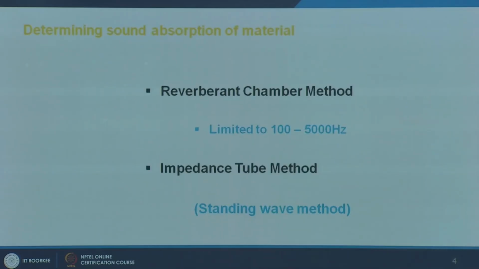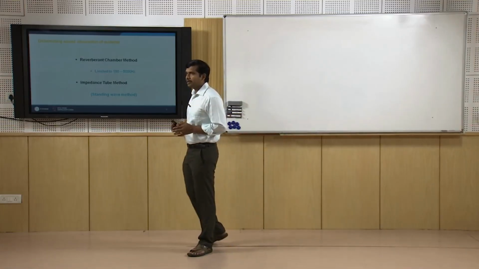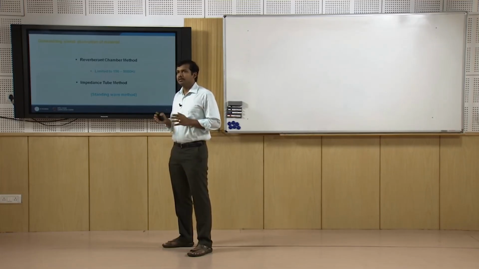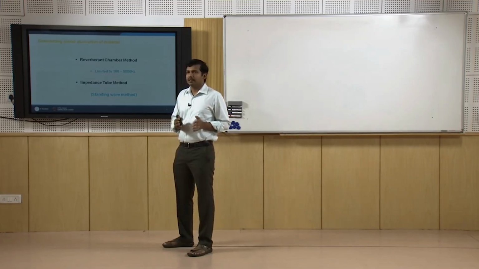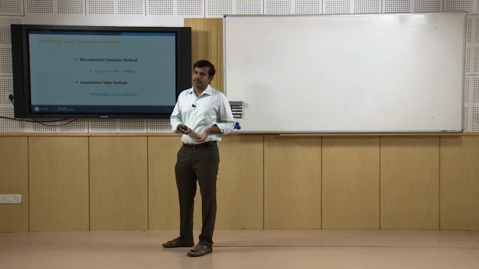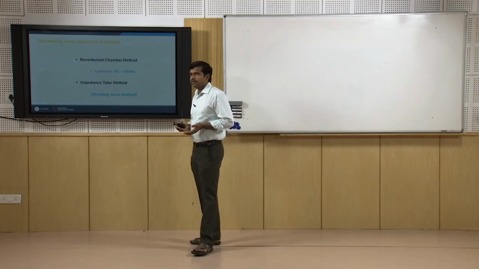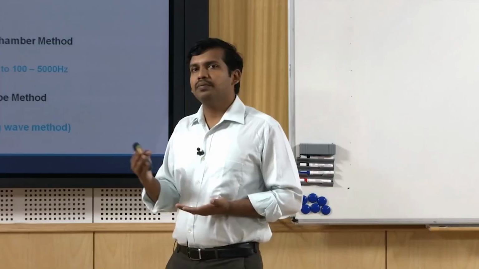Alpha is the absorption coefficient of a particular material. It ranges from 0 to 1. 1 is 100% absorbing, 0 is 100% reflecting, that is does not have any specific absorption. This particular absorption or alpha absorption coefficient varies with respect to frequency.